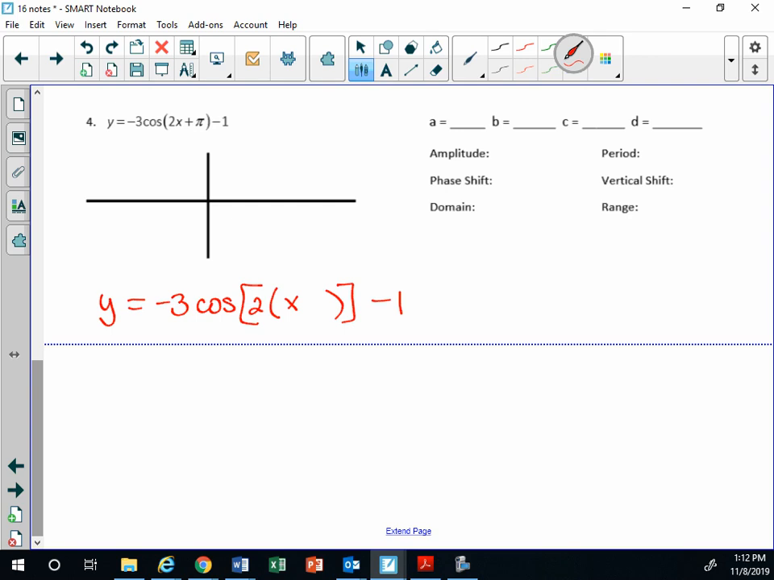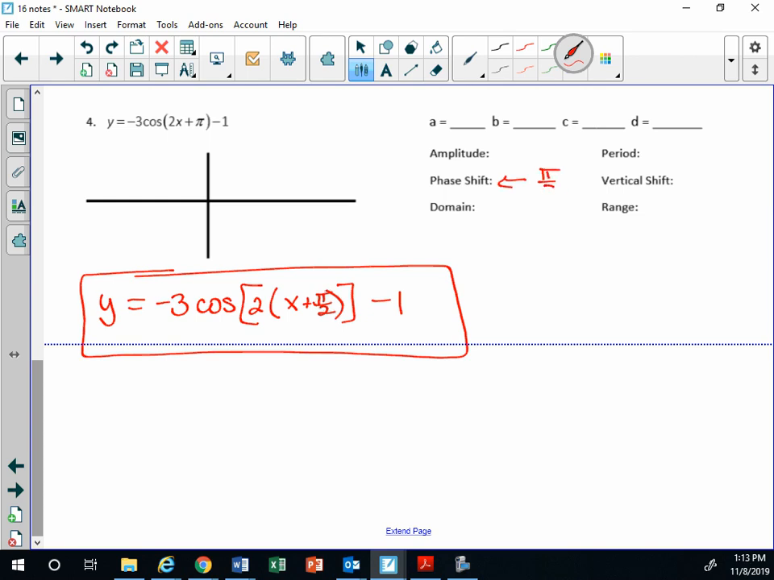It was pi, and now I factored out a 2. Yes, it would be pi over 2. Do you have to change that? Because your phase shift is not left pi. What is your phase shift? Yes, the phase shift is left pi over 2. Okay?